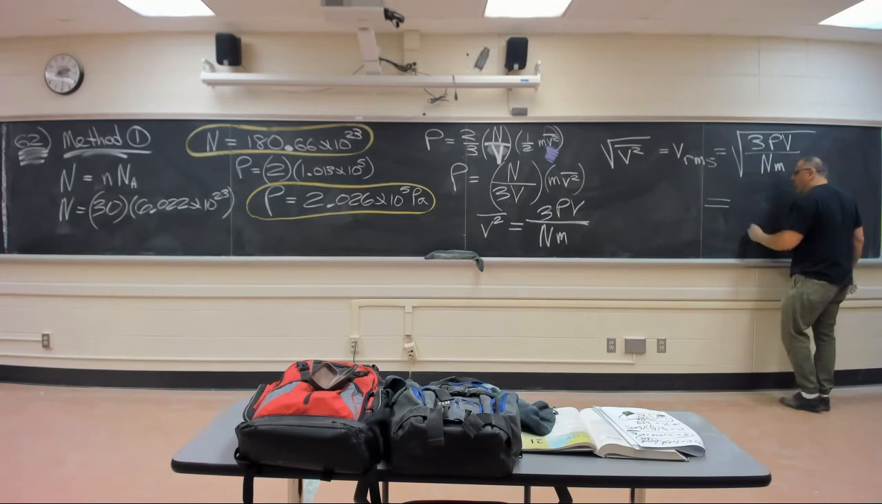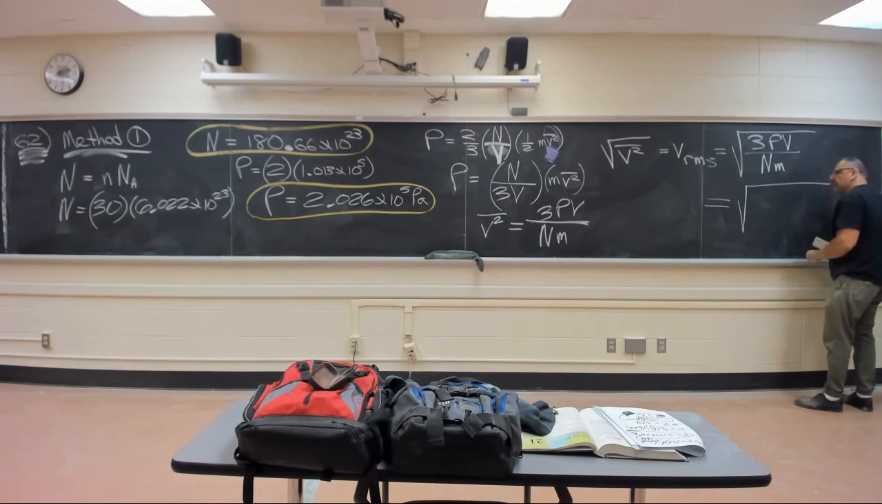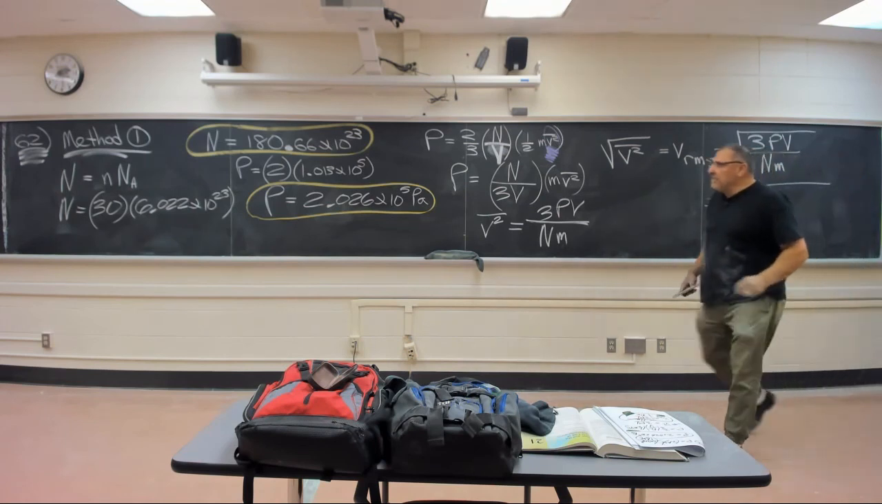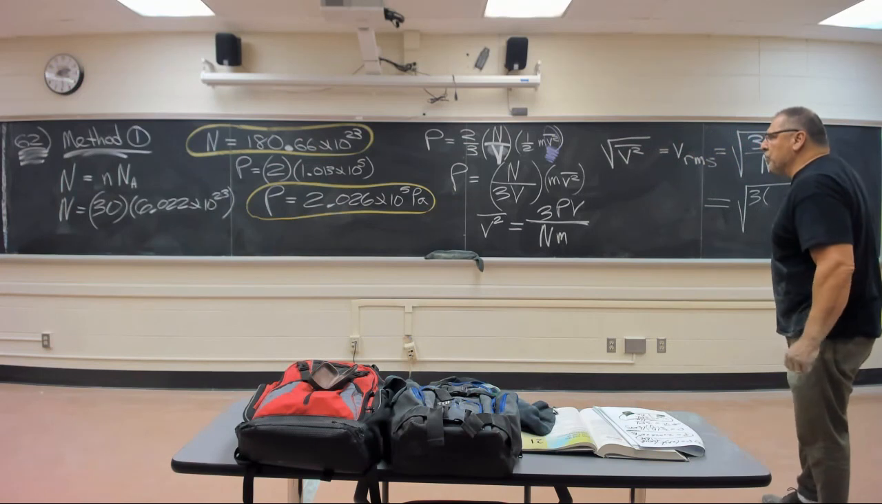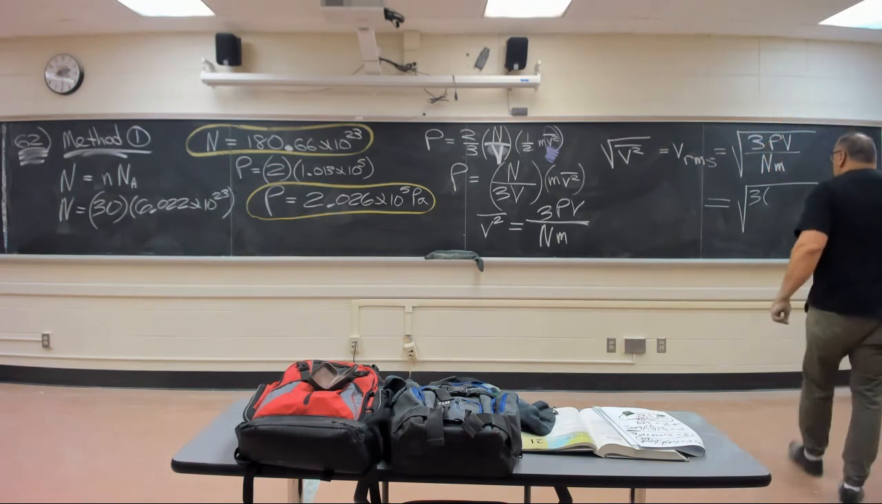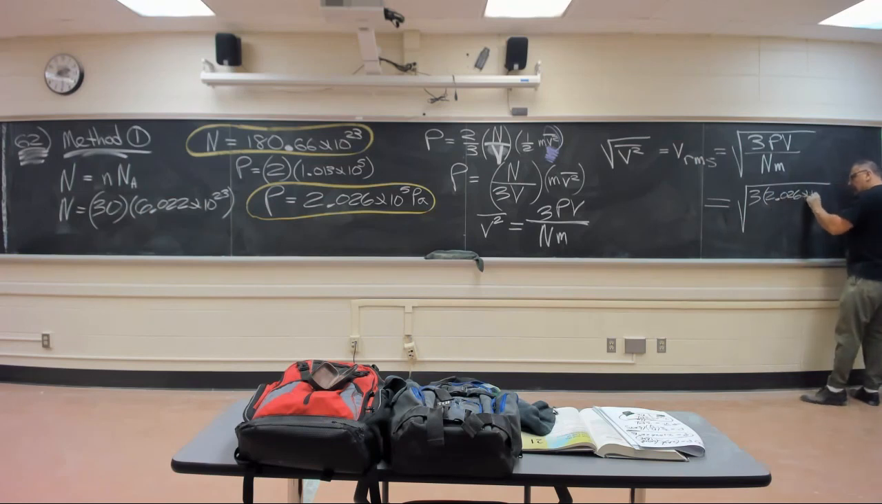You could play this a whole bunch of ways. Just go for it. They're telling us, I'm thinking it's this. This is not the way I initially did it. You guys can see my notes on that. 2.026 times 10 to the 5th.